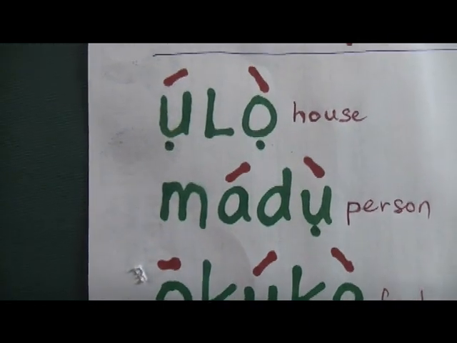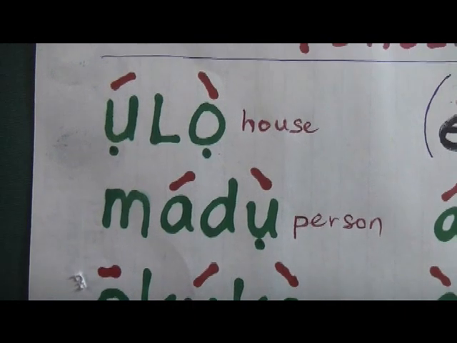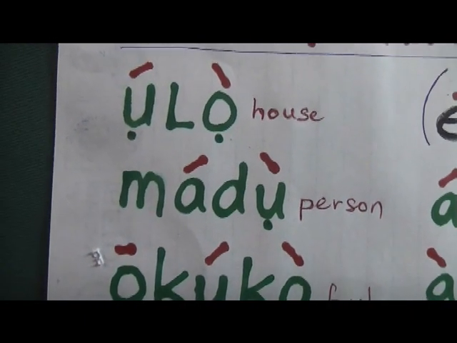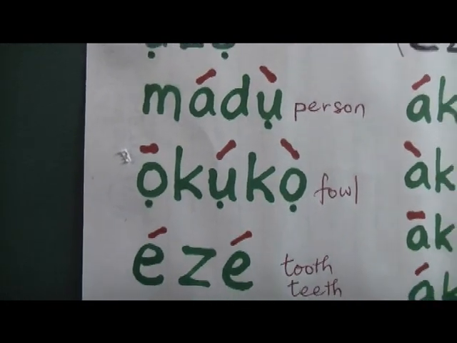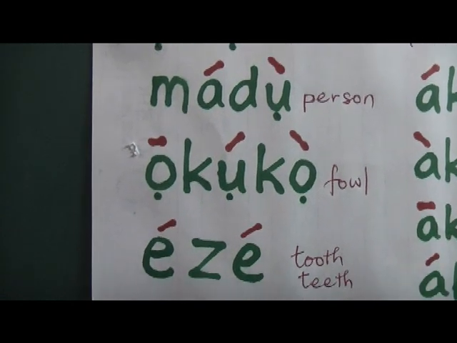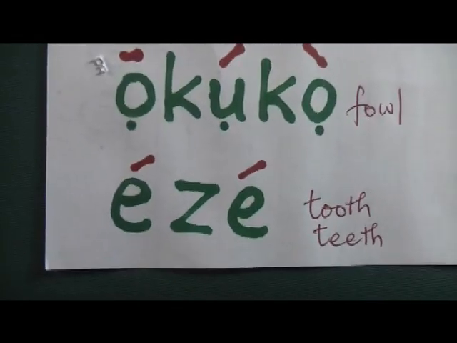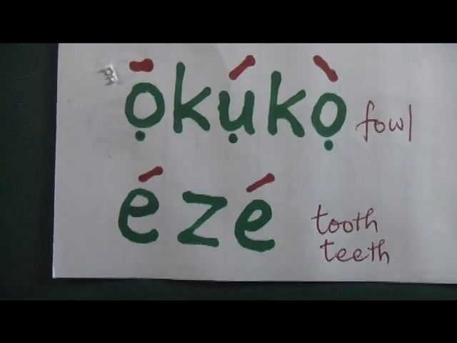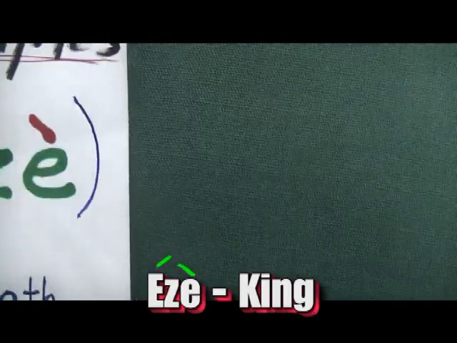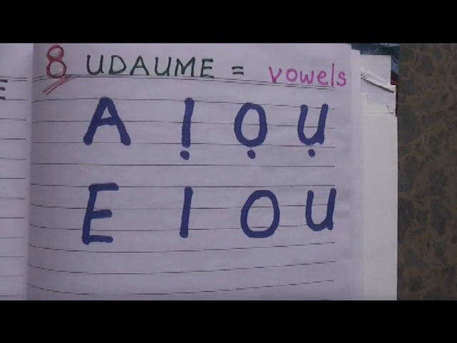Mado. The tone mark on a is Ụdaolu. The tone mark on o is Ụdaala. Ọkụkọ, Ụdansụda, Ụdaolu and Ụdaala. Look at eze. Eze meaning tooth. Eze, high, you know. This is different from Eze. Eze means a king.